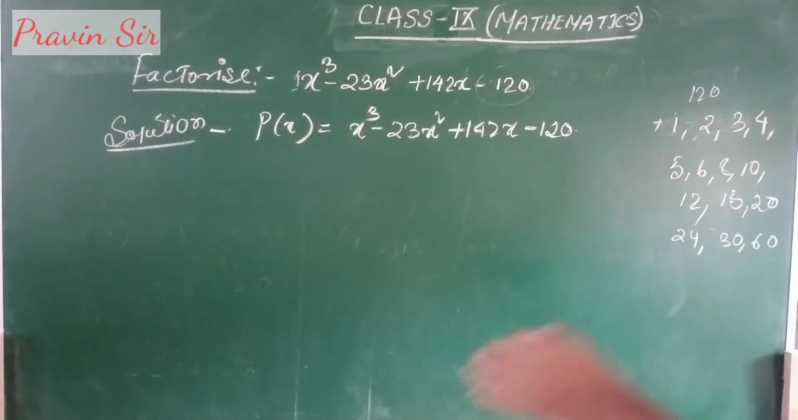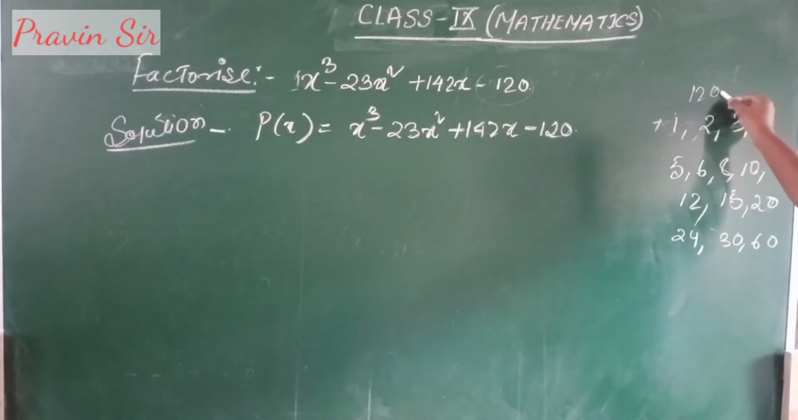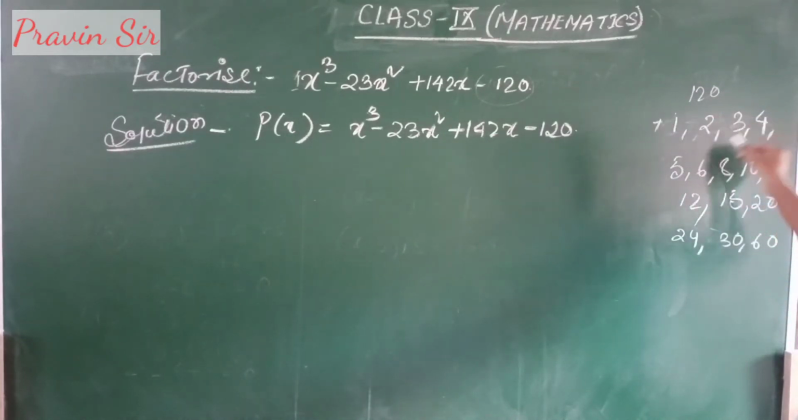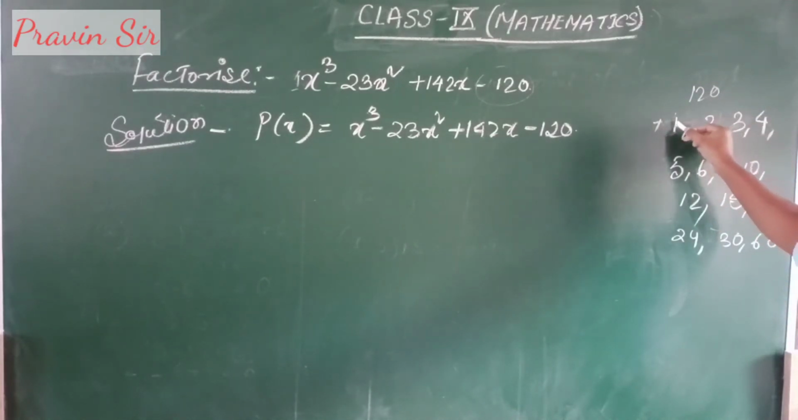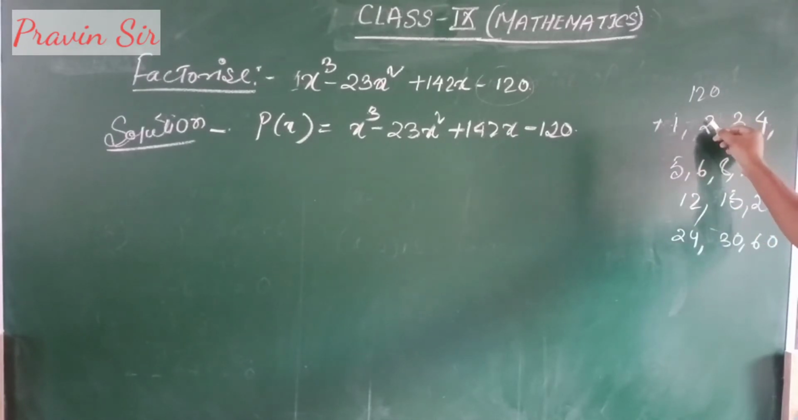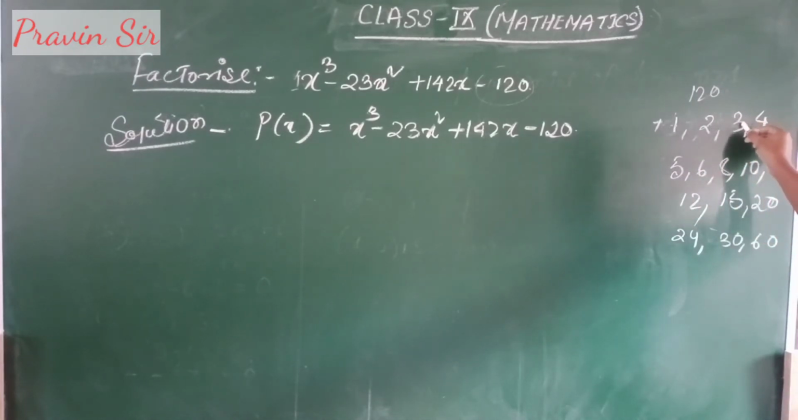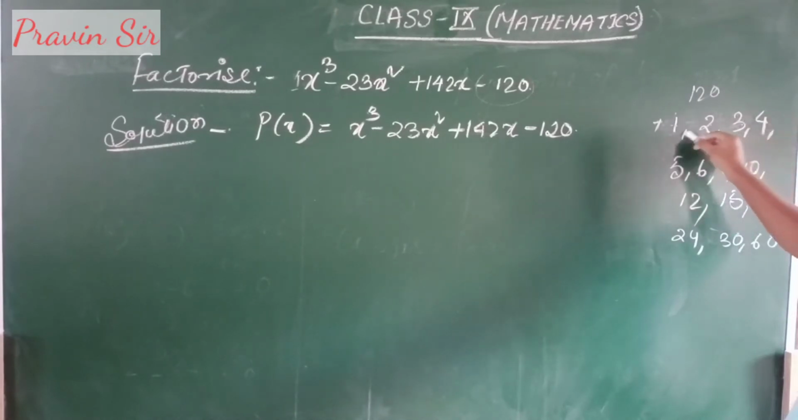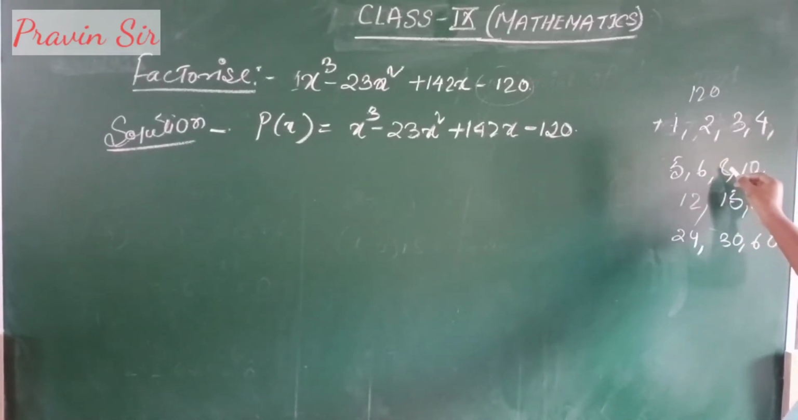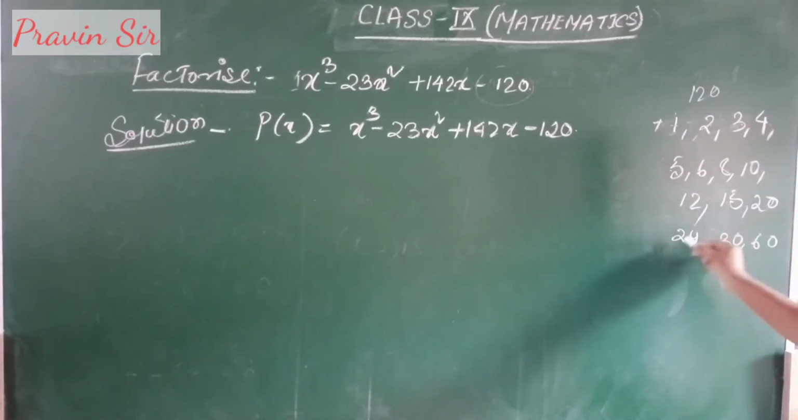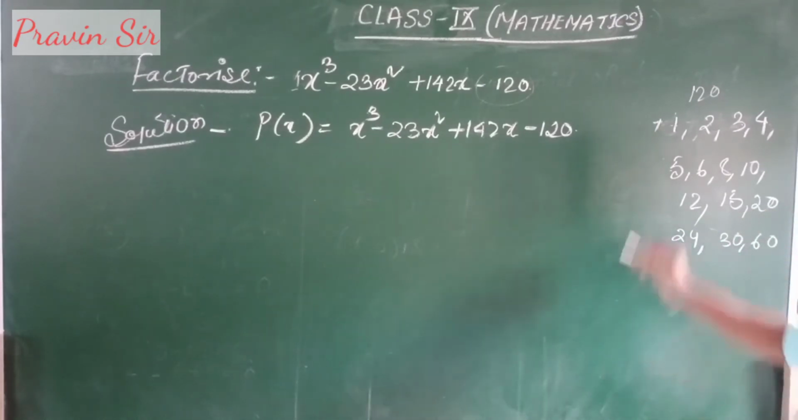Now you tell me what are the factors of 120. 120 का factors क्या क्या है? 120 का factors है 1, 2, 3, 4, 5. Means these are the factors 1, 2, 3, 4, 5, 6, 8, 10, 12, 15, 20, 24, 30, 60. These are the factors of 120.